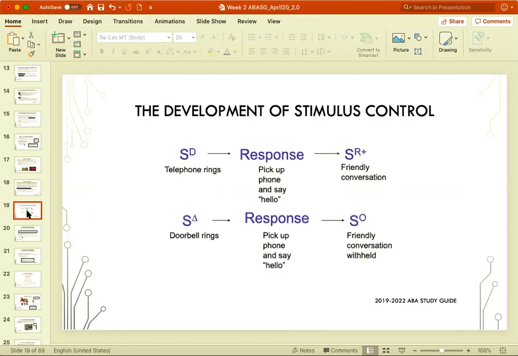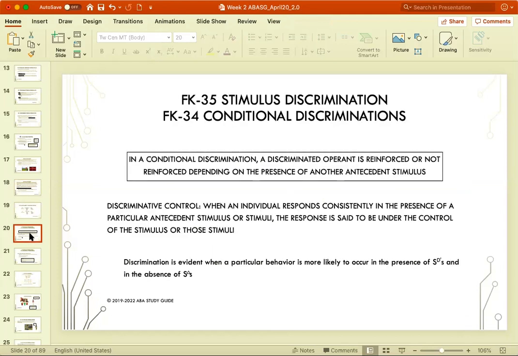Okay. There you go. That's what I meant to do. All right, so stimulus discriminations and conditional discriminations. A discriminated operant is reinforced or not reinforced based upon the presence of another antecedent stimulus. So we're going to talk about SDs and S deltas to answer your question.